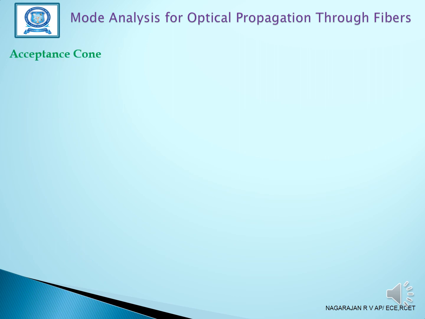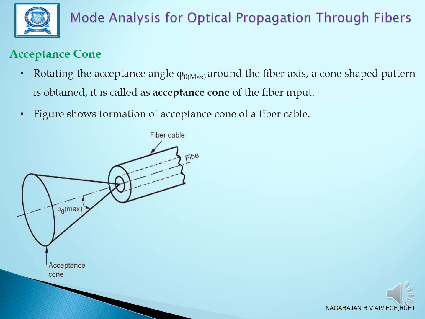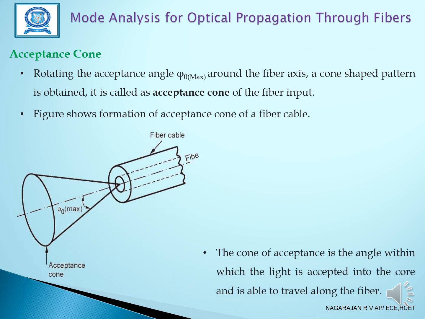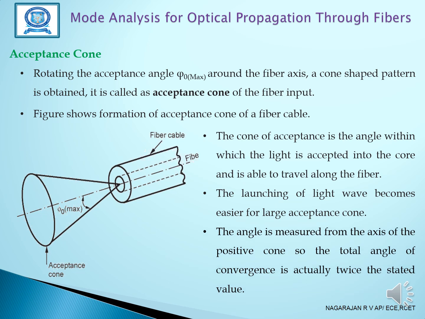Acceptance cone. Next one is the acceptance cone. Rotating the acceptance angle phi 0 around the fiber axis, a cone shaped pattern is obtained. It is called the acceptance cone of the fiber input. The following figure shows the acceptance cone of a fiber cable. The cone of acceptance is the angle within which the light is accepted into the core and is able to travel along the fiber. The launching of light waves becomes easier for a large acceptance cone. The angle is measured from the axis of the cone, so the total angle of convergence is actually twice the acceptance angle.